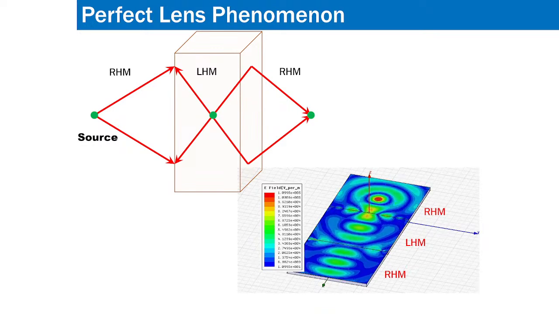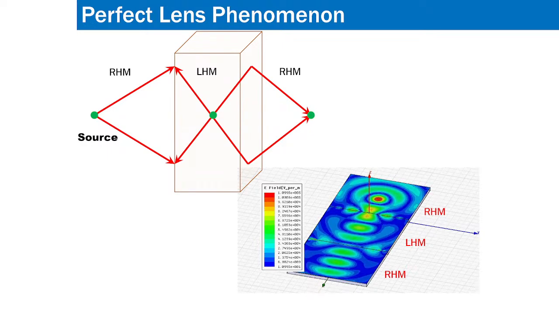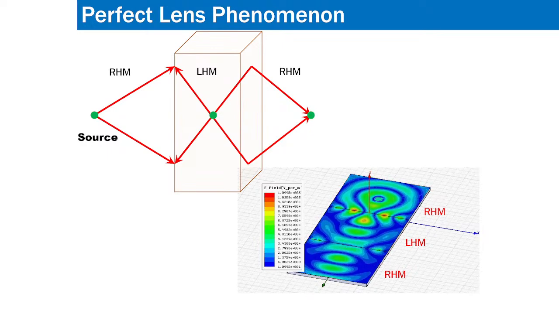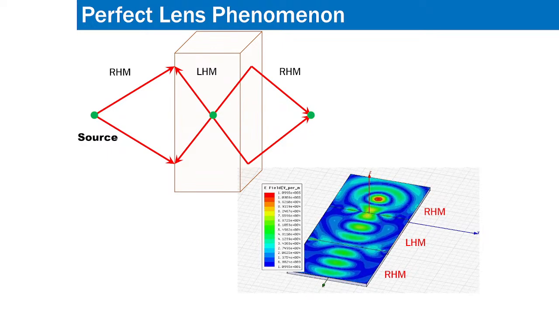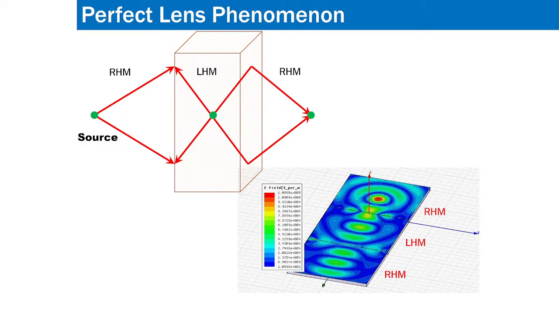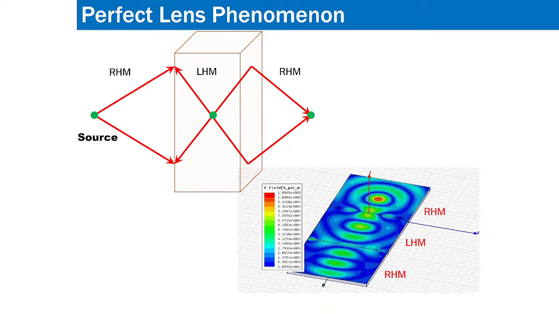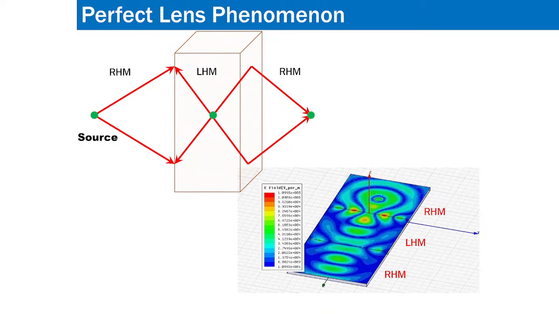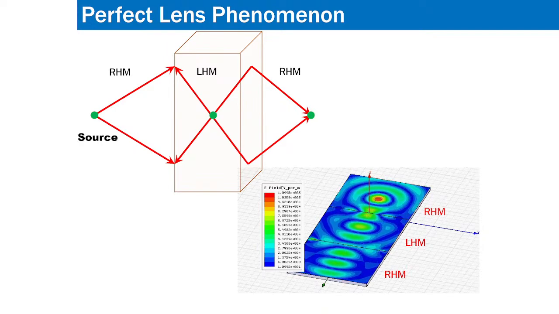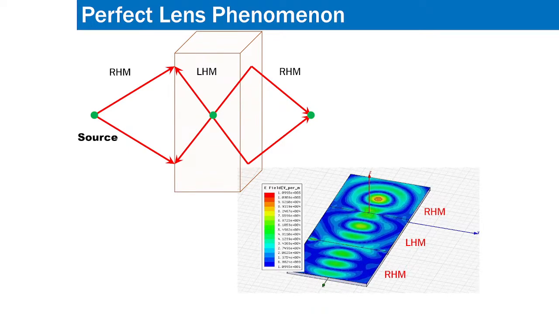Now, from the focus point in the LHM, it is going forward because S, the Poynting vector, is forward, so energy propagation is forward. That goes to the right-handed medium. You can see in the right-handed medium, again it is becoming focused outside the LHM, where it is propagating in the forward direction.